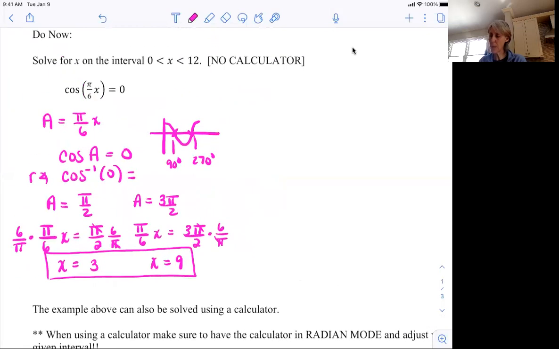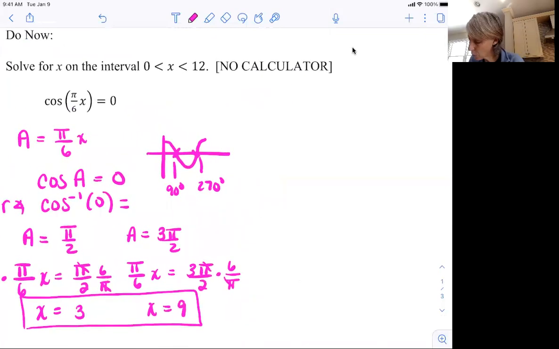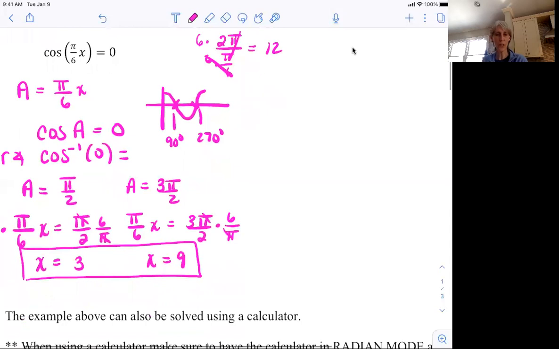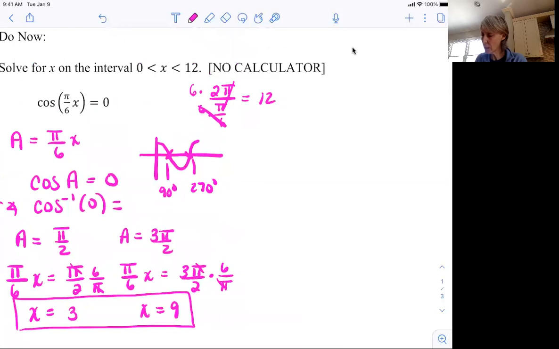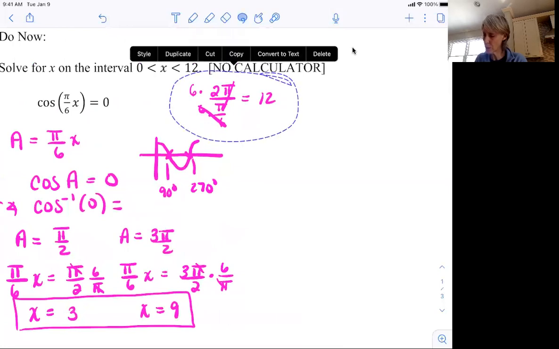And with this type of problem, I know it's hard for you to understand, but I'm not going to worry about the repeated solutions. I mean, I could. Let me just think about this for 1 second. So 2 pi divided by pi over 6. So my solutions are going to repeat every 12 units. So if I add 12 to 3, I'm already going to be outside of my interval. Okay, so we really don't have to worry about these repeated solutions, so to speak.